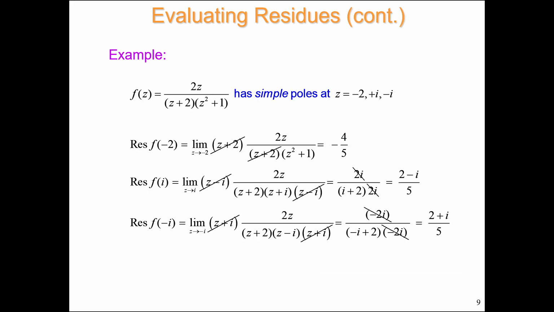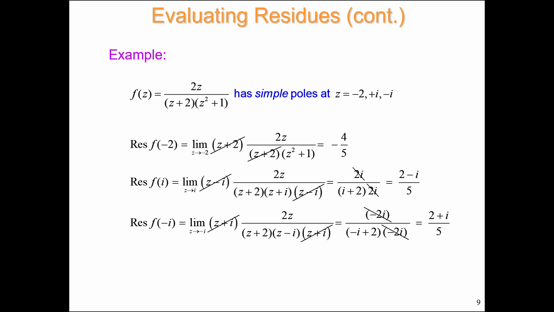Examples: f of z equal to 2z divided by (z plus 2)(z squared plus 1) has simple poles at z equal to minus 2 and z equal to plus or minus i. First we find the residue of f at minus 2. Residue of f at minus 2 equal to limit z tends to minus 2, (z plus 2) into 2z divided by (z plus 2) into (z squared plus 1). Here z plus 2 and z plus 2 cancel. We replace z equal to minus 2. So we simplify this expression, we get minus 4 by 5.